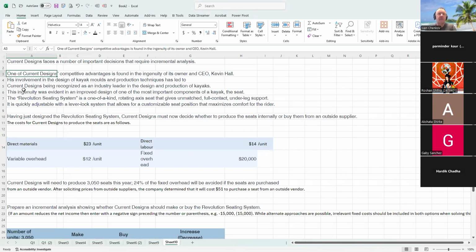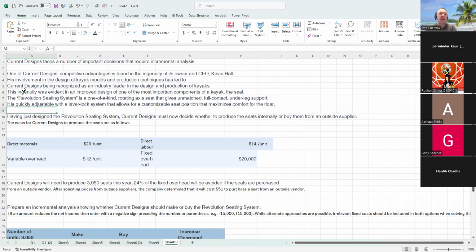One of the advantages was the ingenuity of owner Kevin Hope. His involvement in the design of the kayak module has led to the current design being recognized as an industry leader. The ingenuity was evident in the improved design. One of the most important components again is the seat. A revolution seat system, one of a kind. Quality adjust, the 7-lock system that allows customers to position the seat to maximize comfort, right?